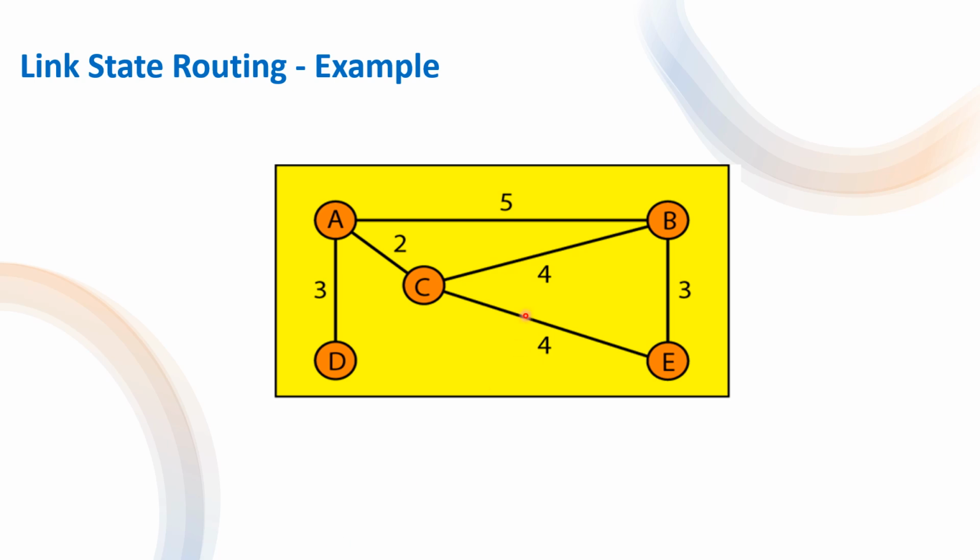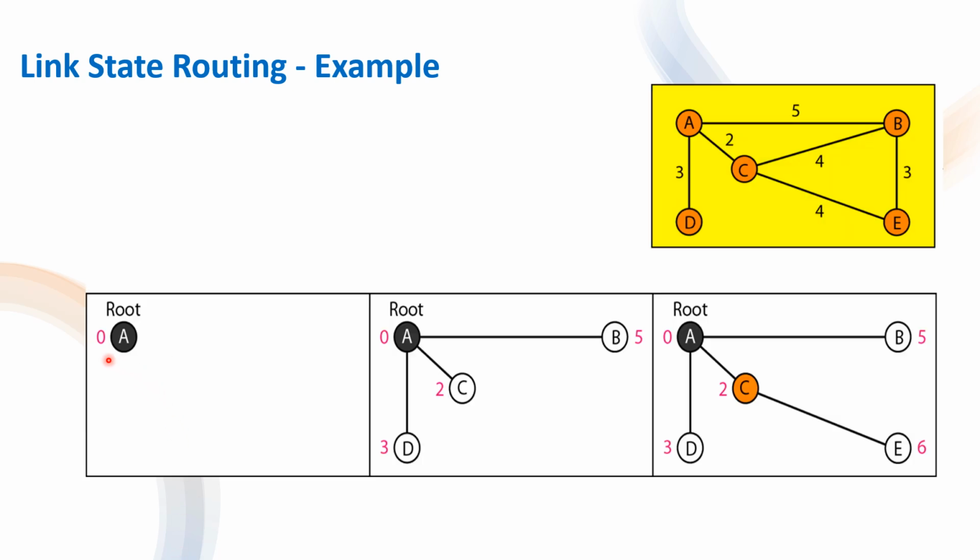Let us see an example of link state routing. Assume a simple graph with the nodes A, B, C, D, E and edges with associated weights. Set root to A and move A to the tentative list. Move A to the permanent list and add B, C and D to the tentative list. Move C to permanent and add E to the tentative list.